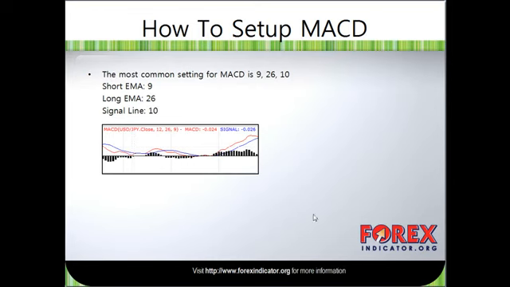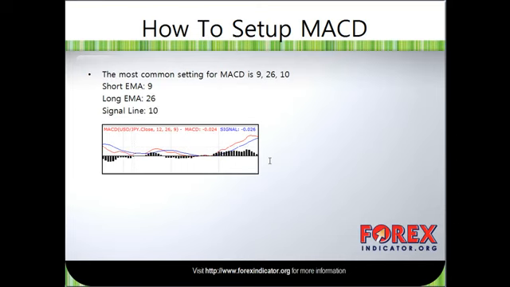So basically, what is a signal line? In this picture here, you'll find that there are two lines, one red and one blue. The blue line is actually the signal line, and the red line is actually the MACD line. And this histogram that you see here is basically the difference between these two lines. As the difference gets narrower, the histogram gets shorter. Where the difference is greater, the histogram is longer. So basically, just set up the MACD indicator using the default setting from your broker, and there's nothing much you need to change.